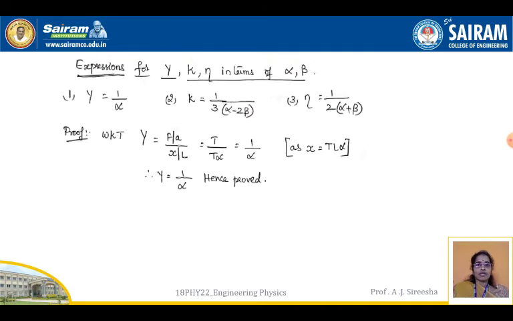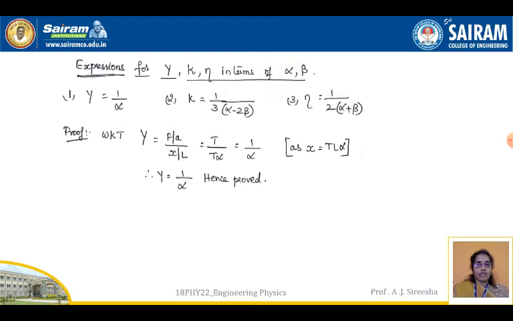Next, we see the expressions for Y, K and eta in terms of alpha and beta. What is Y? Young's modulus. K is the bulk modulus. Eta is the rigidity modulus, in terms of the longitudinal strain coefficient and the lateral strain coefficient. These are the three equations which we are going to derive. First one: Y is equal to 1 by alpha, where Y is Young's modulus and alpha is the longitudinal strain coefficient. We see the proof now.